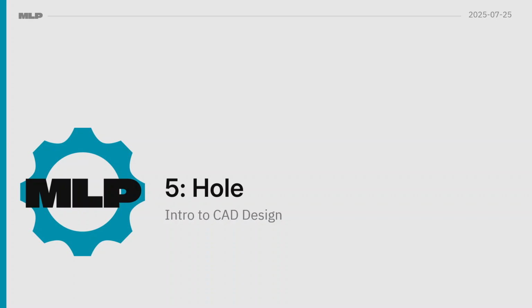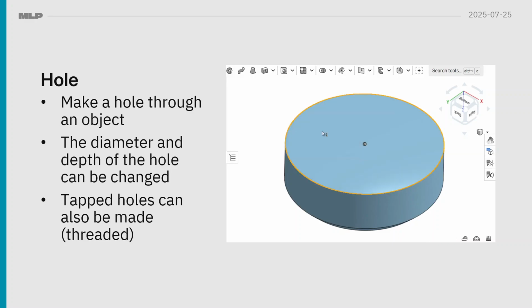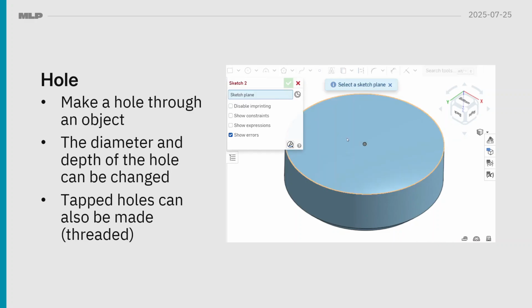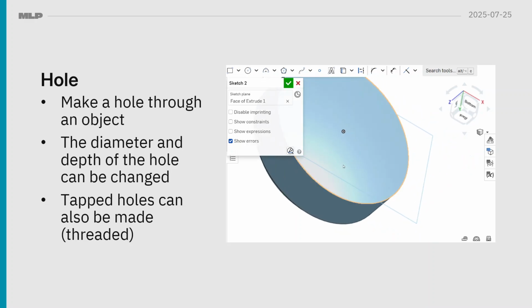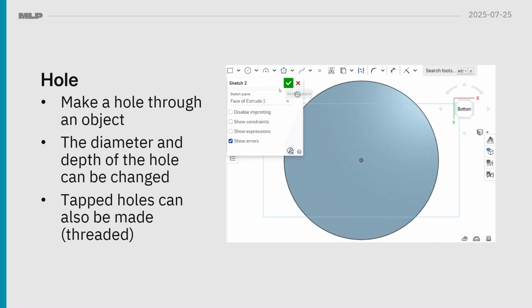So the next thing we're going to look into is hole, which is essential, especially in combat robotics. Hole is a tool that can be used to make a hole directly through an object. We can change the diameter and depth of the hole once we have created it, and we can also make tapped or threaded holes for screws or bolts.